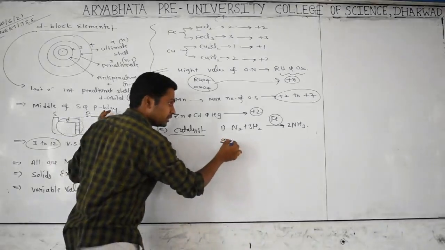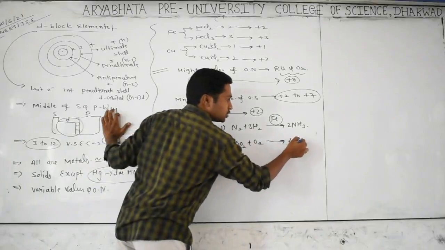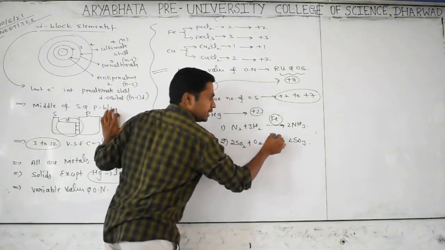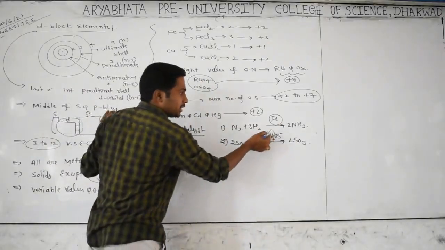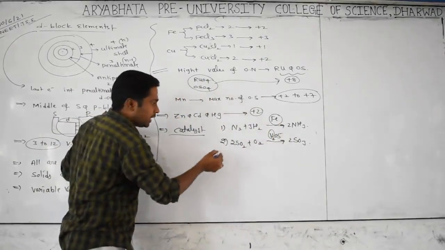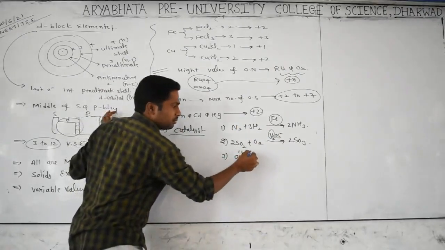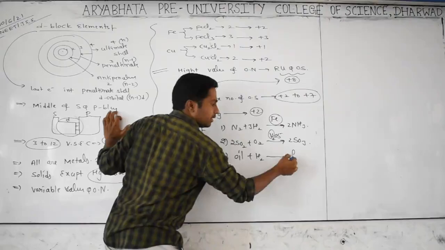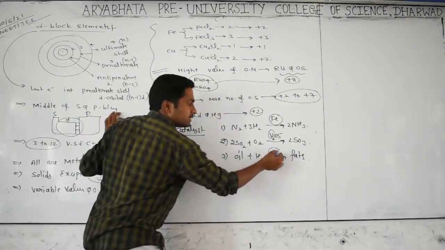And I will tell you some other examples. 2SO2 plus O2 gives 2SO3; here we can use vanadium pentoxide as the catalyst. Vanadium is the d block element after scandium. And one more: hydrogenation of oils. Oils plus hydrogen give fats, and here we use nickel as the catalyst. Nickel is a d block element.